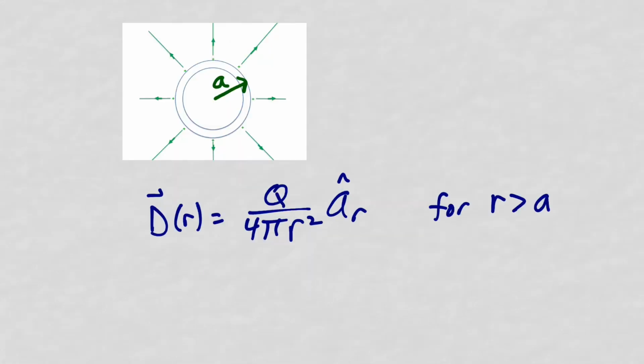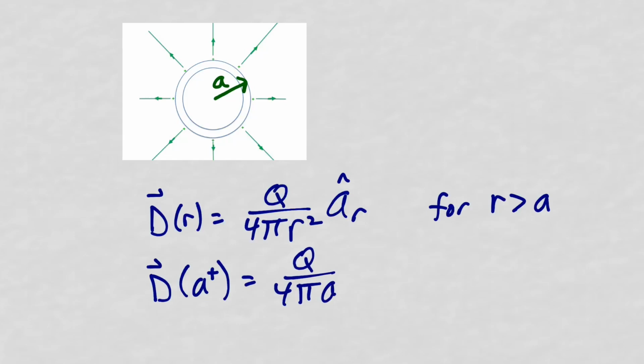So let's calculate the electric flux density field right at the surface of the sphere. So the value will be Q over 4 pi a squared, and 4 pi a squared is just the surface area of the sphere. Now let's calculate the charge density on the surface of our sphere. Okay, so the charge density will be the charge on the sphere divided by the surface area of the sphere.